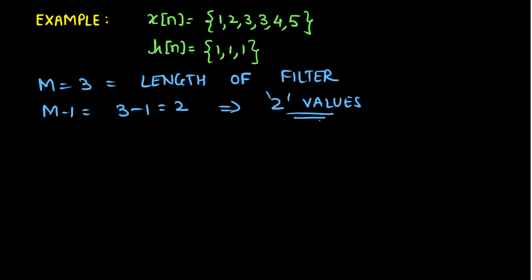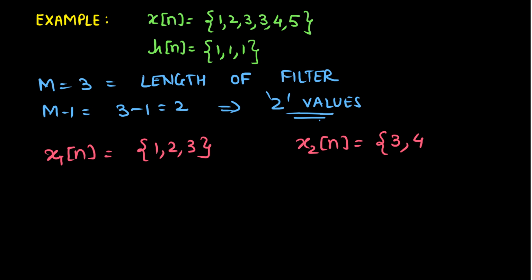Now we had also seen that this x of n has to be split into blocks of length m. Here the length of the signal is 6, so we just have to consider two blocks, that is 1, 2, 3, which would be the first block, and 3, 4, 5, which would be the second block. So this x of n can be split into two blocks. The first block, say x1 of n, would be 1, 2, 3, and the second block would be x2 of n, which would be again 3, 4, 5.